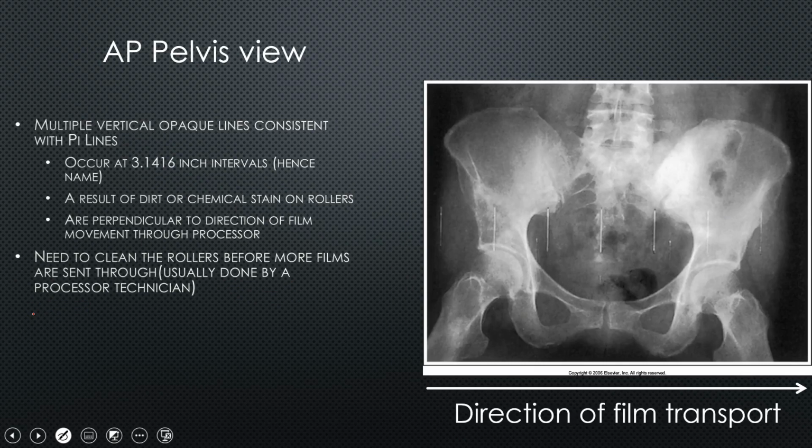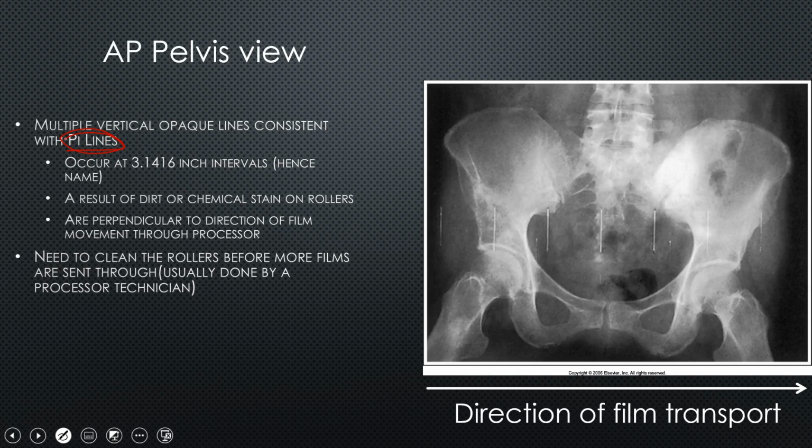Okay. Next, we have an A to P pelvis view. Again, we also see multiple vertical lines coming across the film. In this case, if you were to measure these lines, they occur at 3.1416-inch intervals. So these are known as pi lines, the name pi given that value 3.1416.